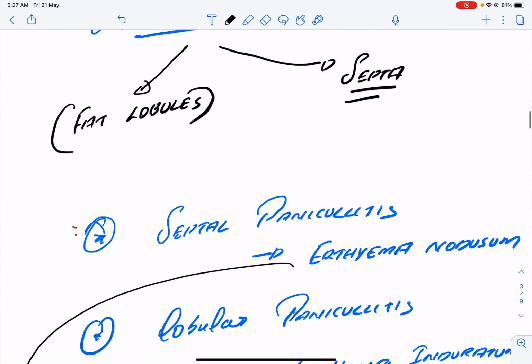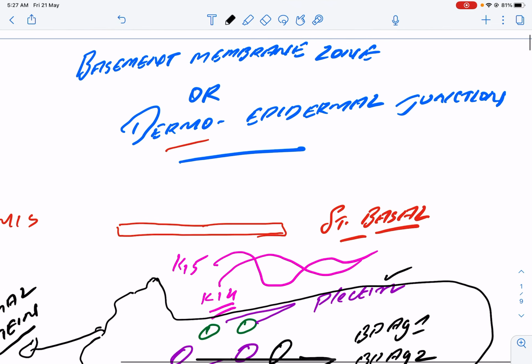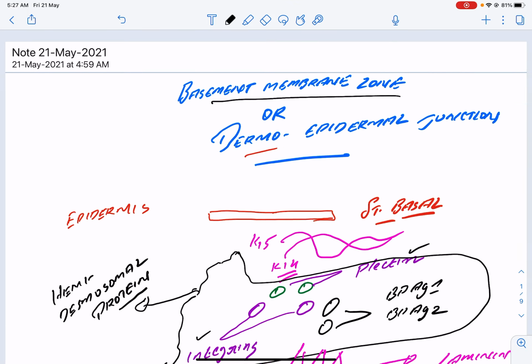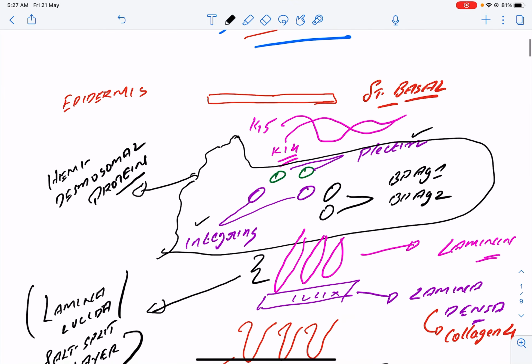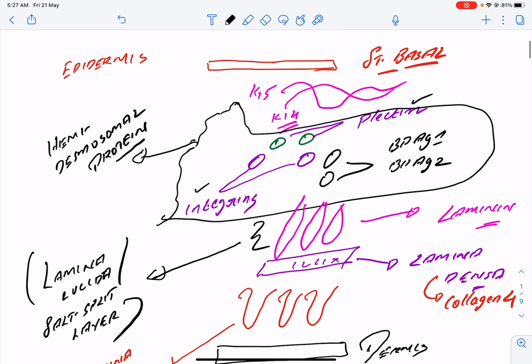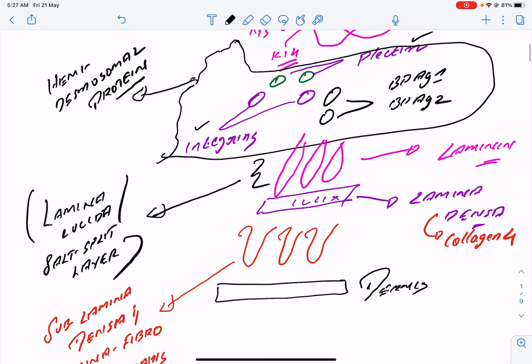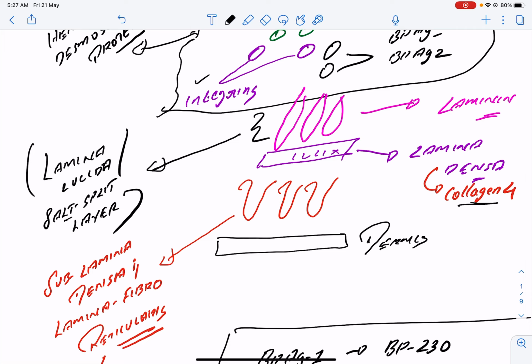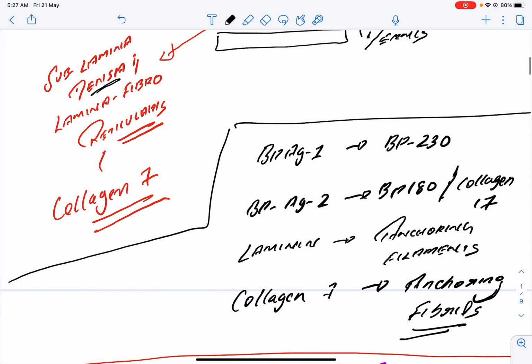So once again, we were talking about today basement membrane zone and dermoepidermal junction. Epidermis and the dermis have some proteins in between them. It includes plectin. The stratum basale layer has keratin filaments 5 and 14. Plectin, integrins, BPAG1, BPAG2 are called hemidesmosomal proteins. Then they have laminin, which connects to the lamina densa where they have collagen 4. This laminin comes under lamina lucida, that is also called salt split layer. Then dermis and this lamina densa are connected by something called sublamina densa or lamina fibroreticularis, made up of collagen 7.